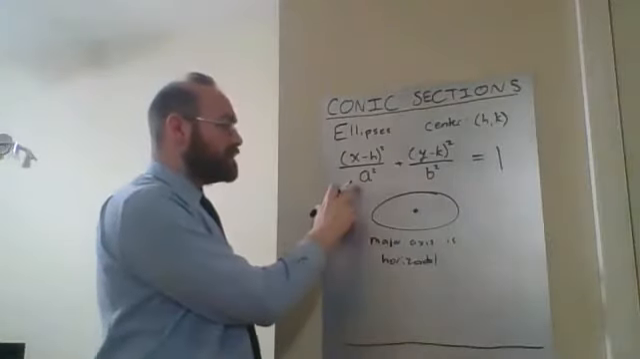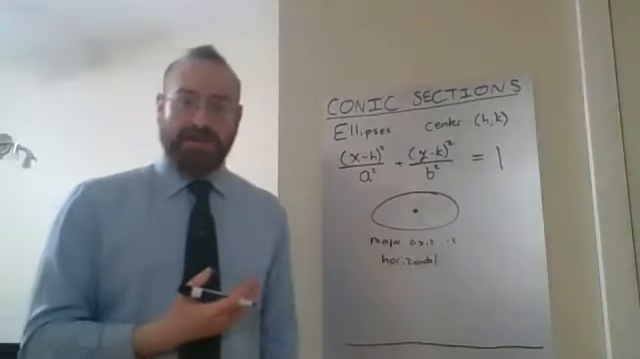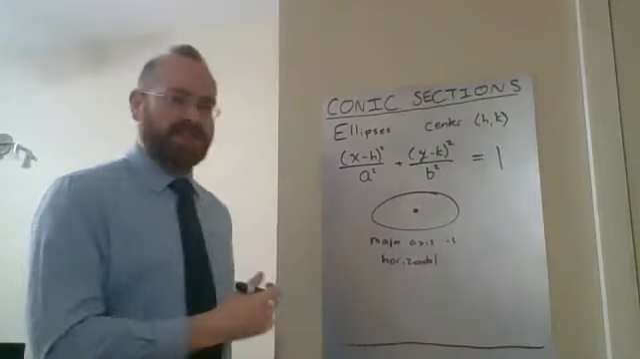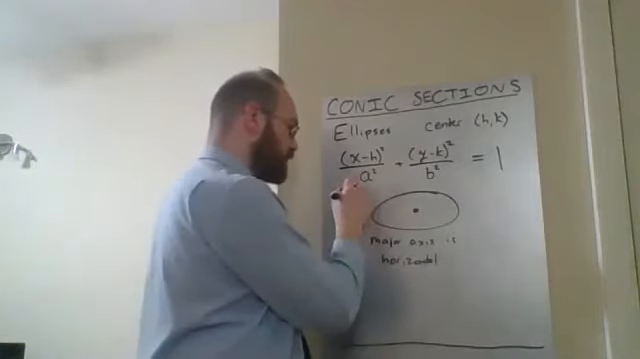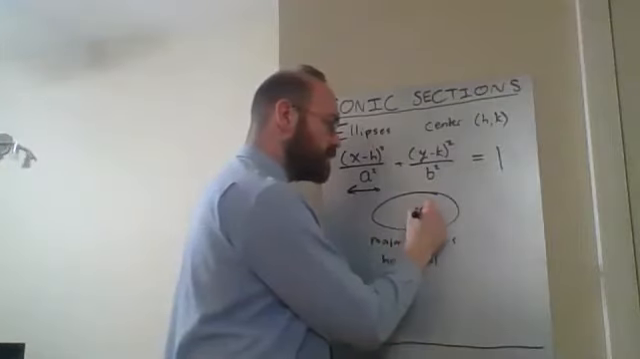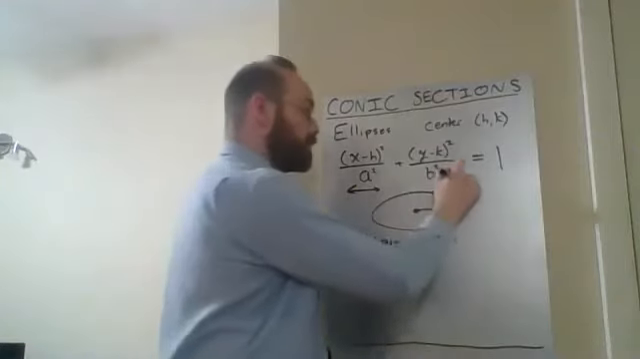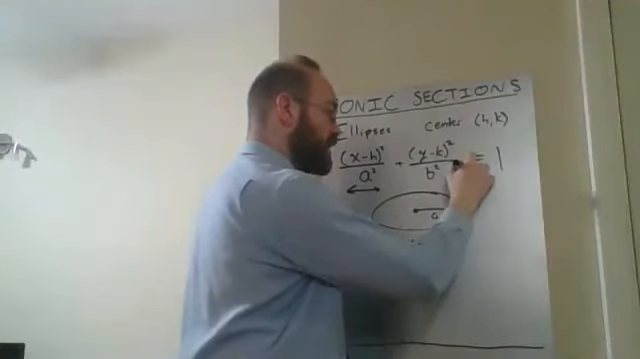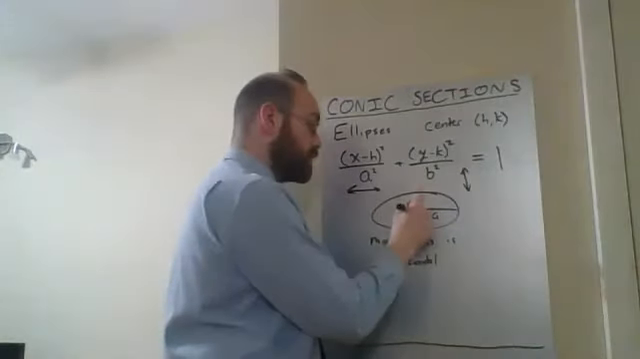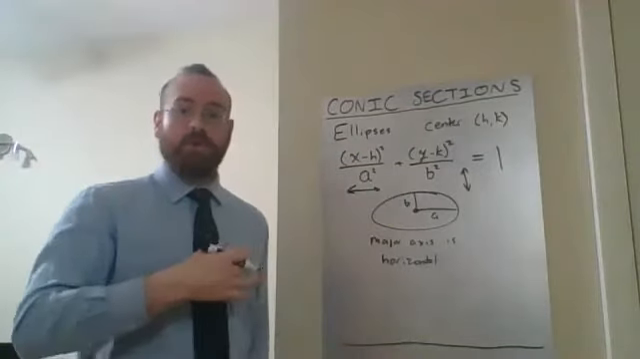Now notice that the A, which goes with the major axis, is with the x term. And if we think of the direction of the x-axis, it's left and right. So we can measure from the center, left or right. This is the distance A. The y term, on the other hand, describes distance moving up and down. So we get the up and down distance being b, which is always the smaller one.